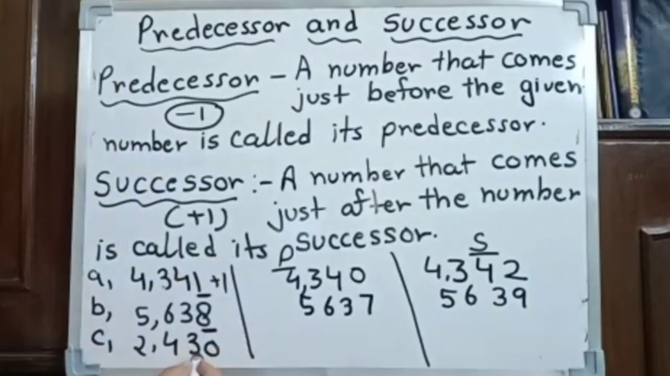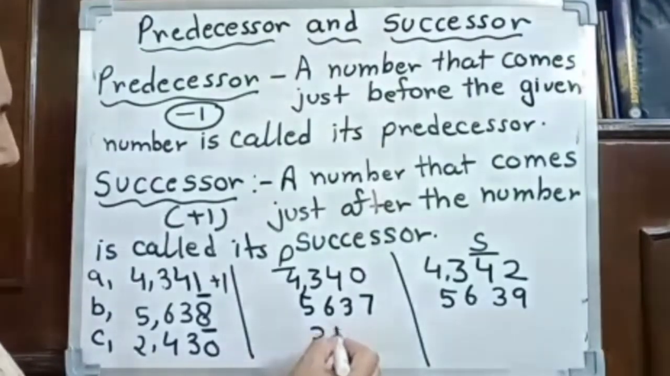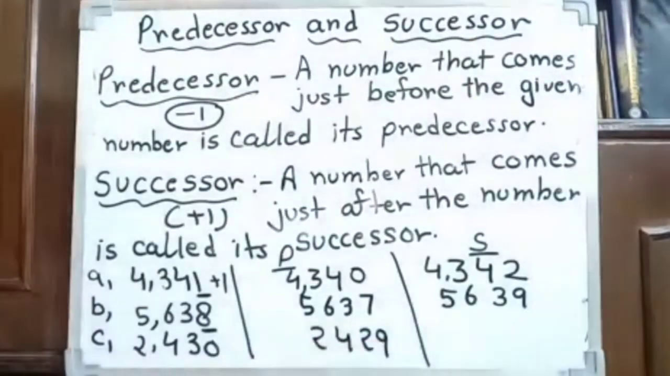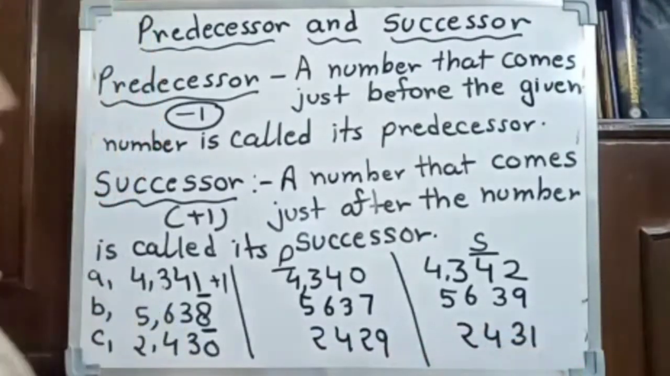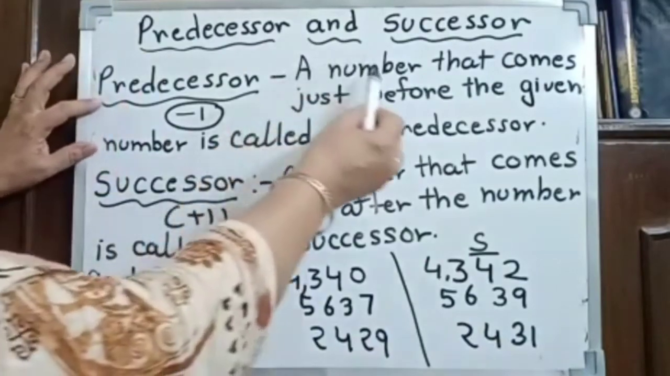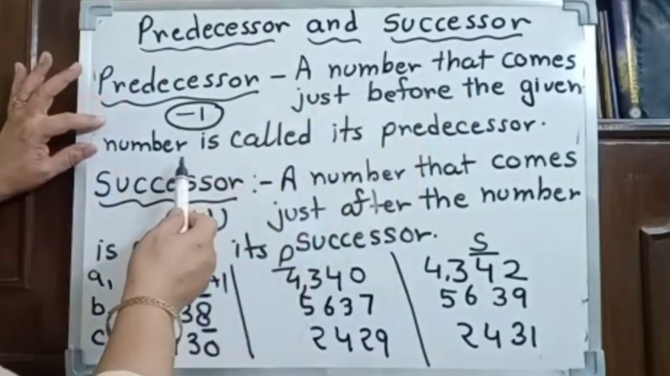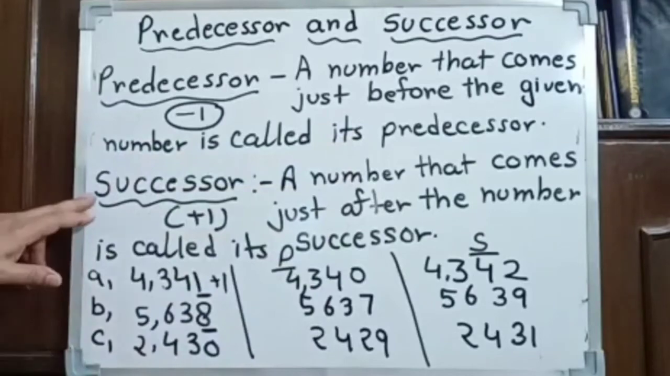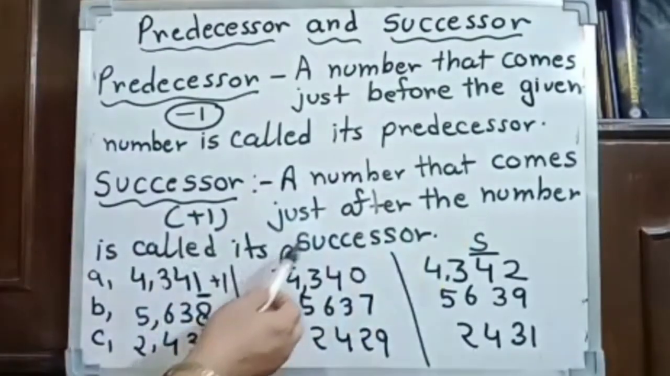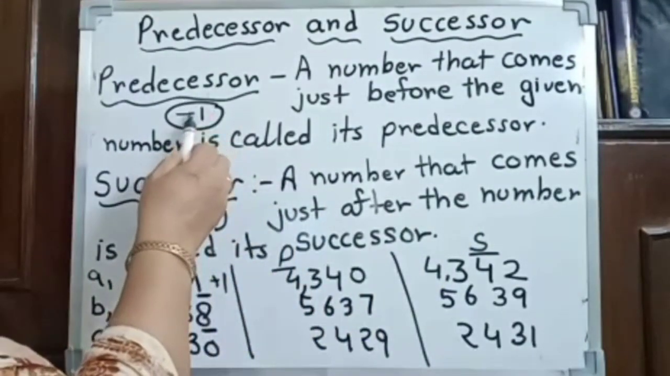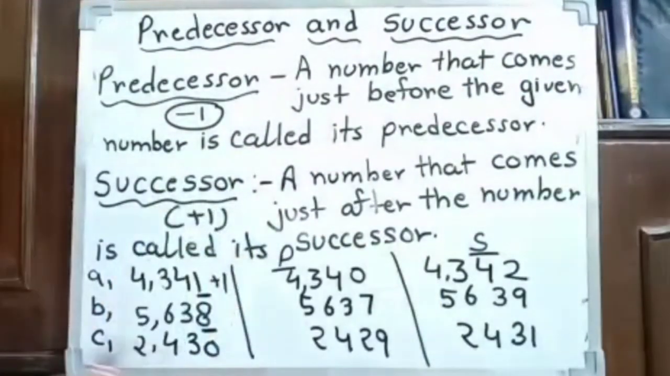2430. Now tell me, predecessor means minus 1. 0 minus 1, so you take borrow 1 from here. 30 minus 1, we have 29. 2429. Predecessor. Successor, plus 1. 2431. Very simple. Predecessor, a number that comes just before the given number is called its predecessor. Successor, a number that comes just after the number is called its successor. Predecessor means minus 1, successor means plus 1.